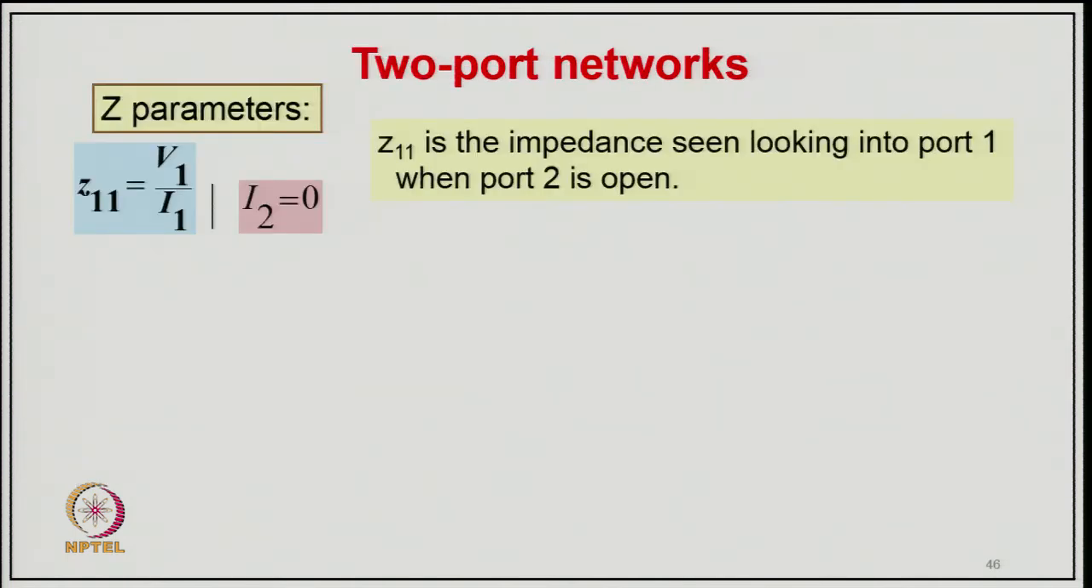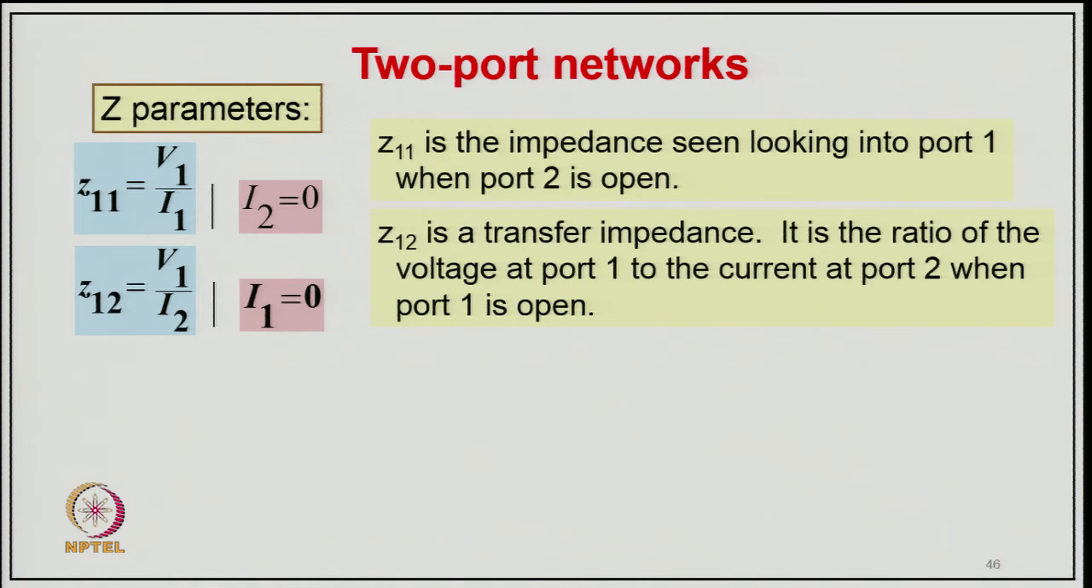So, how do we define these parameters? Z11 is V1 upon I1 when I2 equals 0, meaning the current at the output port is 0, because when the complete network is in action you cannot define the parameter. So, Z11 is the impedance seen looking into port 1 when port 2 is open, and Z12 is V1 upon I2 when I1 is 0. We say Z12 is the transfer impedance: the ratio of the voltage at port 1 to the current at port 2 when port 1 is open.